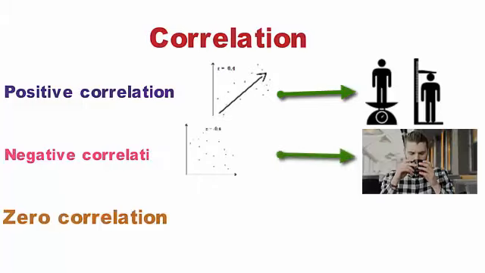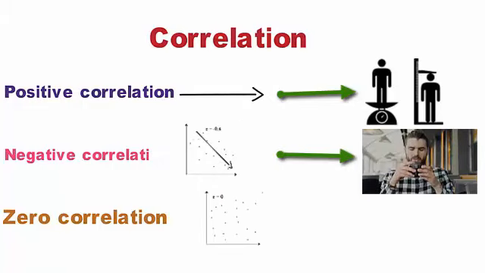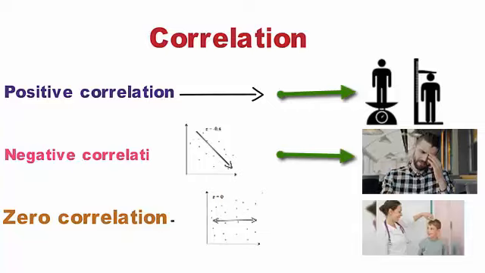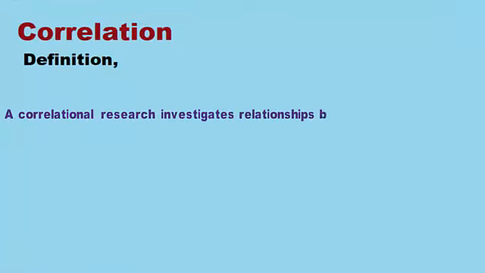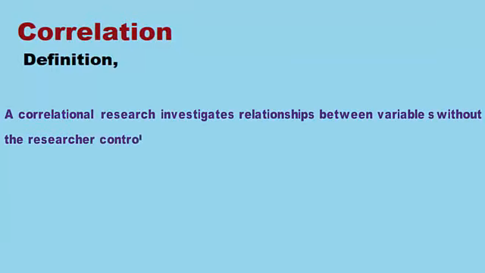Zero correlation: there is no relationship between the variables. Coffee consumption is not correlated with height. First, we need to understand what correlation is. Correlational research investigates relationships between variables without the researcher controlling or manipulating any of them.